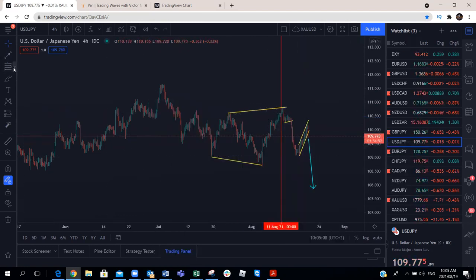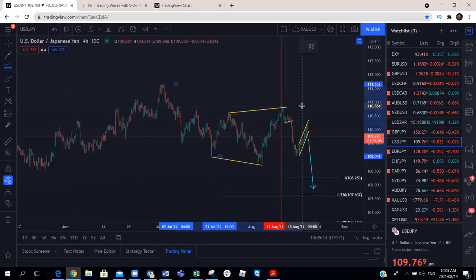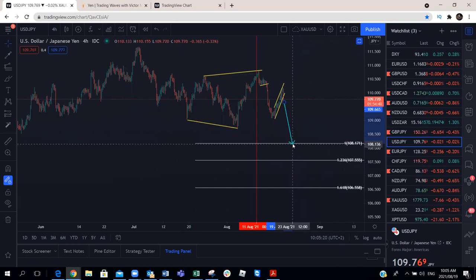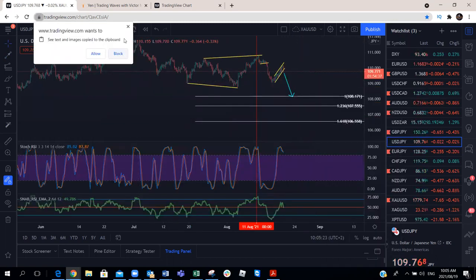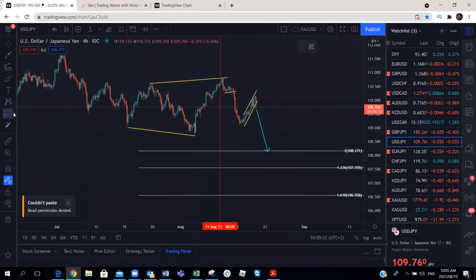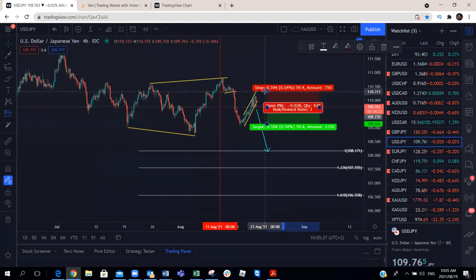Let's project the blue box, the new blue box based on the expanding flat. So we'll look for this to get into the blue box here at this level. So that's where we'll be looking at here. So how are we going to take this? We are going to look for a sell setup. We're going to look to enter on the close of the flag. I'm going to put the stop just at about 110.25, and we'll look to target this area.